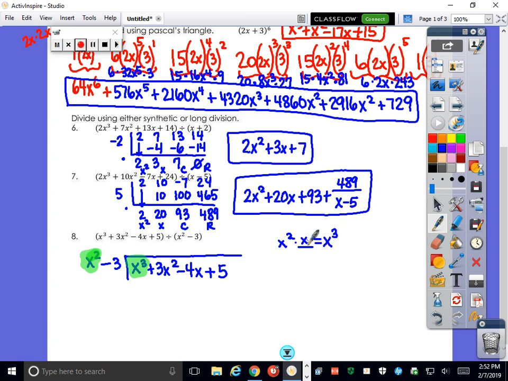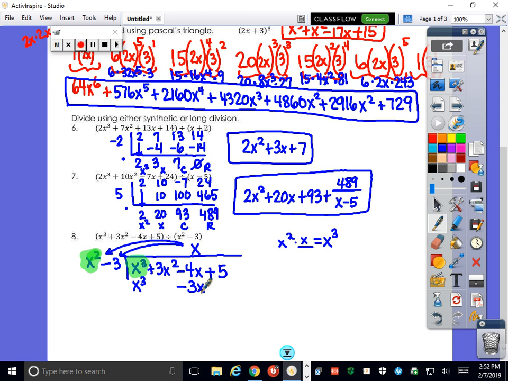That's an x. So I'm going to put the x and I'm going to put it over the term with the x's. So this will be x cubed. And then x, you're going to multiply these. So x times x squared is x cubed. X times negative 3 is negative 3x. Notice where I wrote that.